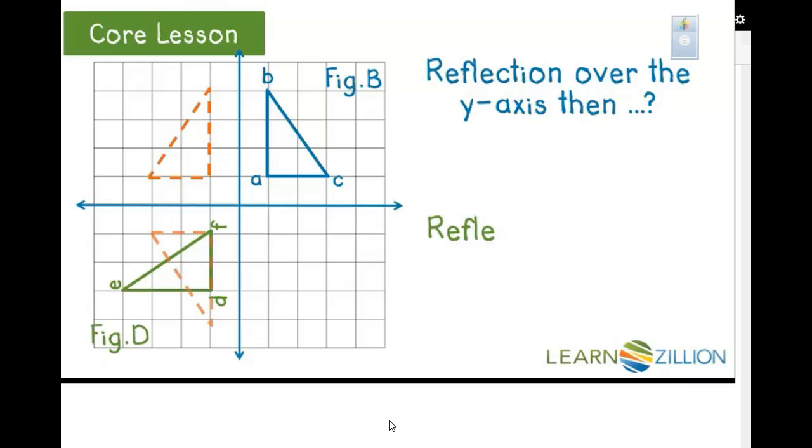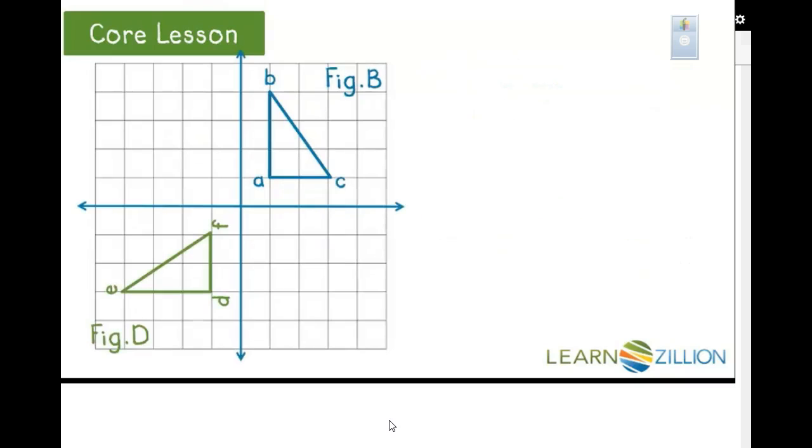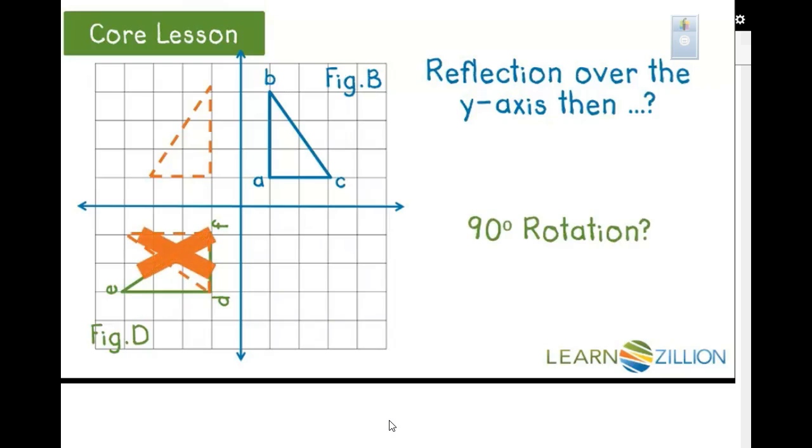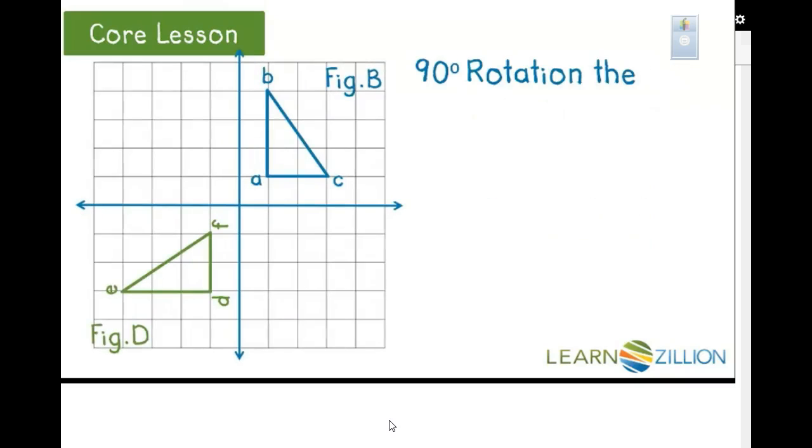Can we get to figure D using another reflection over the x-axis? Nope, that doesn't work either. We'll try again. Let's try reflecting over the y-axis and see if we can get there using a 90-degree counterclockwise rotation around the origin. That doesn't work either.